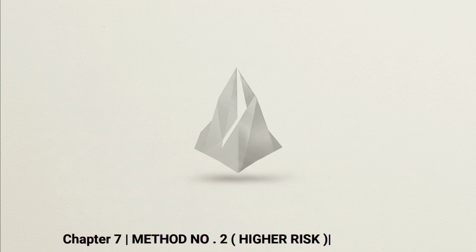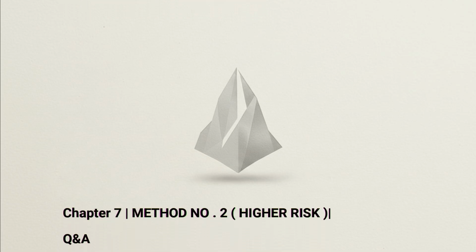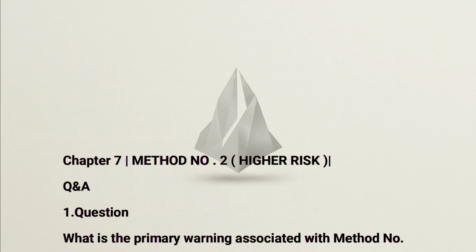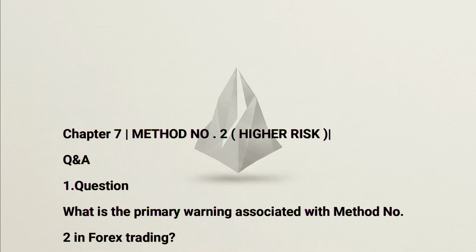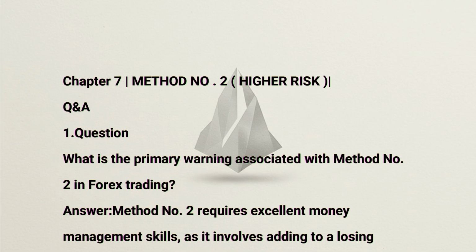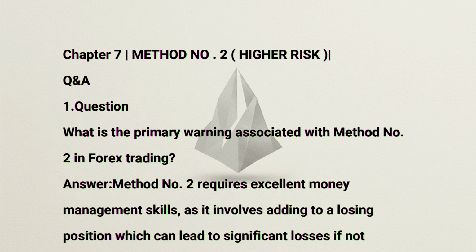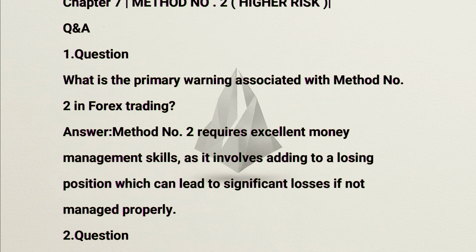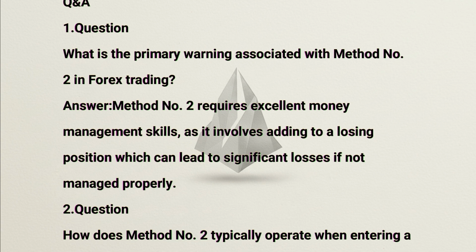Chapter 7. Method No. 2, Higher Risk. Q&A. 1. Question. What is the primary warning associated with Method No. 2 in Forex trading? Answer. Method number 2 requires excellent money management skills as it involves adding to a losing position, which can lead to significant losses if not managed properly.